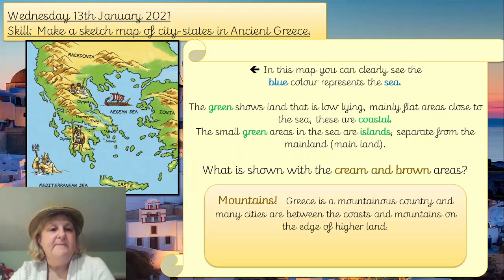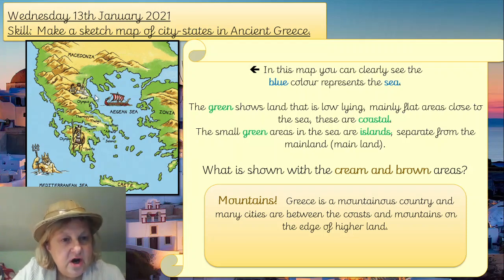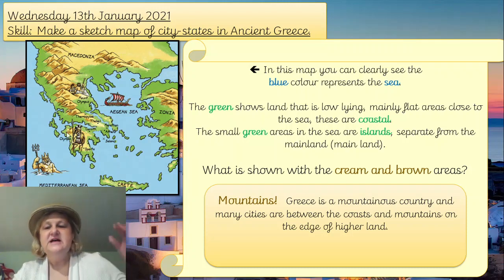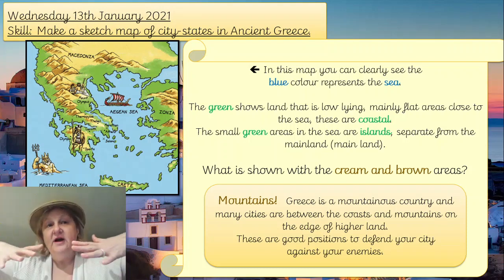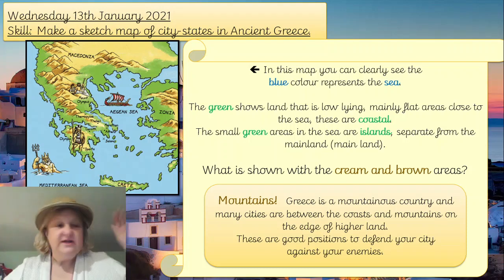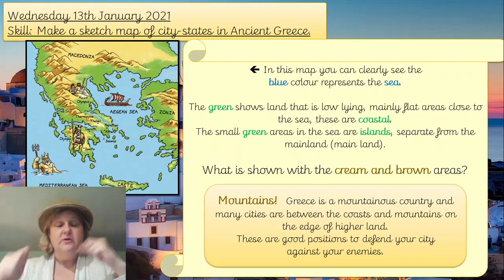They are the mountains. Now you can see that there are many high areas in Greece, and that's why a lot of the cities are on the lower lying areas, with just some of them up in the mountains, because if you're slightly higher, you can defend your city against anybody coming to try and invade you. If you're slightly higher up, that's really good, you can fling things down, and it's harder for people to go up a hill.